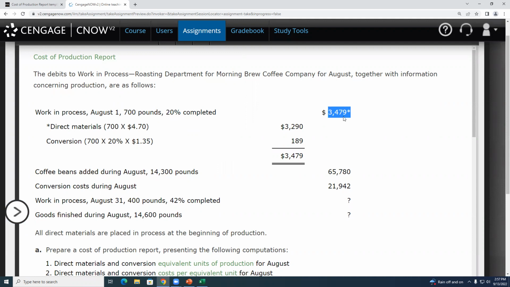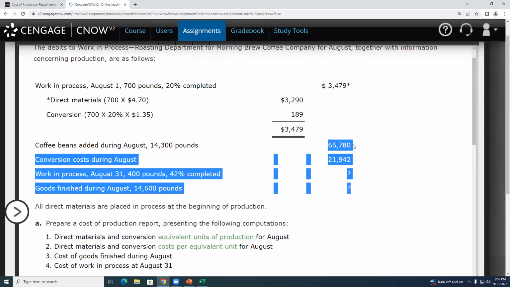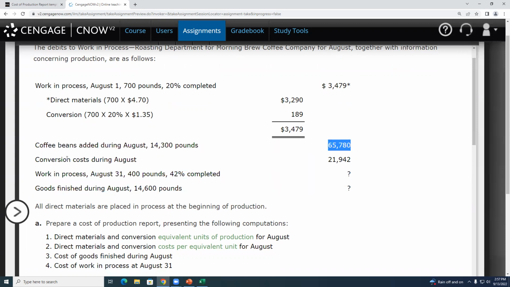We know that that is going to include both the direct materials, which are broken out, and conversion costs here. So they give us the detail of how much of that is for direct materials, how much for conversion costs. We know how many units were added during August and how many dollars. So that's the direct materials. We know what the conversion costs were for August. These are dollars. We know how many units were left at the end of the month, how much completed they were. And then this is how much was transferred out, 14,600 pounds, but we don't know the dollars here or here.